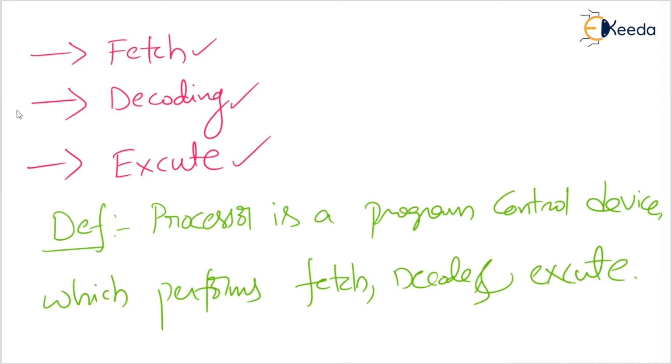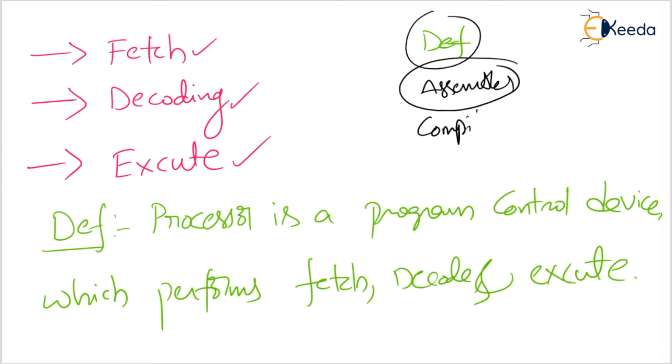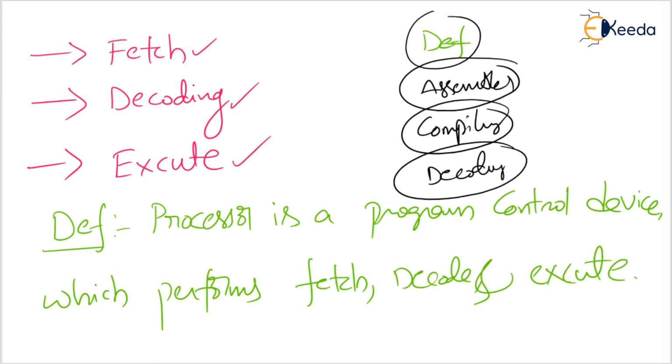Dear students, I already told you that at the end of the class you should know the definition of a processor. Next, what is meant by assembler? What is meant by compiling? What is meant by decoding? These are very important. Many students misunderstand these topics. Assembler converts assembly language to low level language, compiler converts high level language to low level language. Decoding means understanding the opcode.